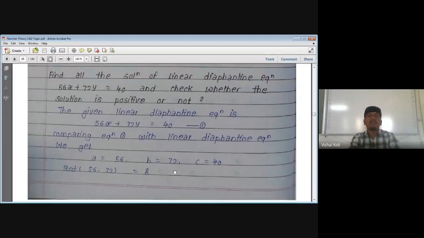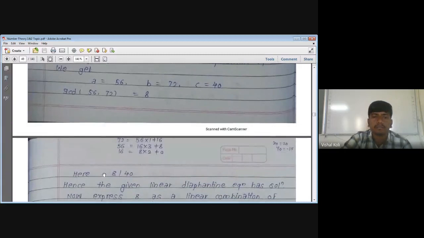Now we have to check whether this linear Diophantine equation 56x plus 72y equal to 40 has a solution or not, so we have to find the GCD of these two integers 56 and 72. The GCD of 56 and 72 is nothing but 8. That is, from Euclid's algorithm, 72 can be expressed as 56 into 1 plus 16. From this, 56 is nothing but 16 into 3, which is 48, plus 8 is equal to 56. Now we have to express 16 as a multiple of 8. Therefore, 16 is nothing but 8 into 2 plus 0. Therefore, GCD is nothing but 8, that is, r n minus 1 is the GCD.